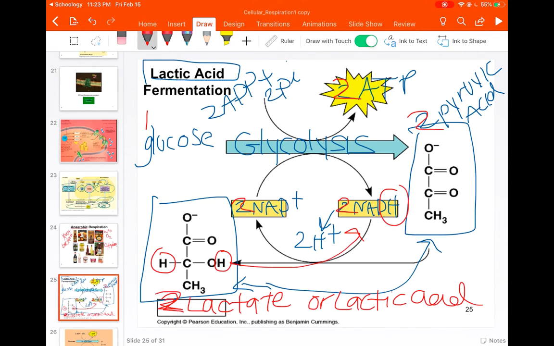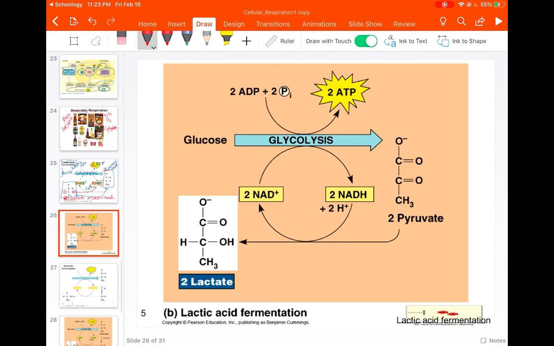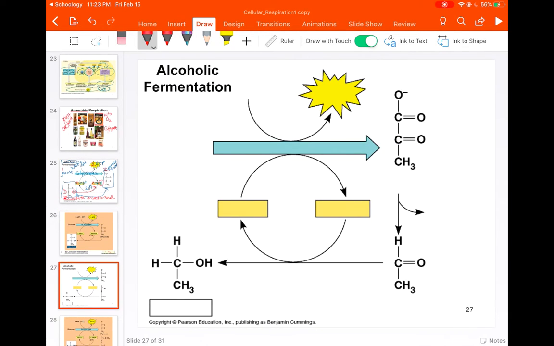Now, the second type of fermentation you're going to learn is called alcoholic fermentation. Now, we do not do this, okay? But bread is made through alcoholic fermentation. Beer is made through alcoholic fermentation. Wine is made through alcoholic fermentation. And it's very similar to lactic acid fermentation, except you'll notice that there is an intermediate step.